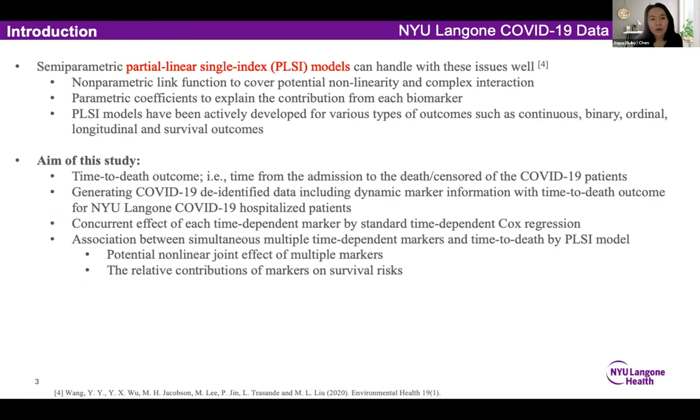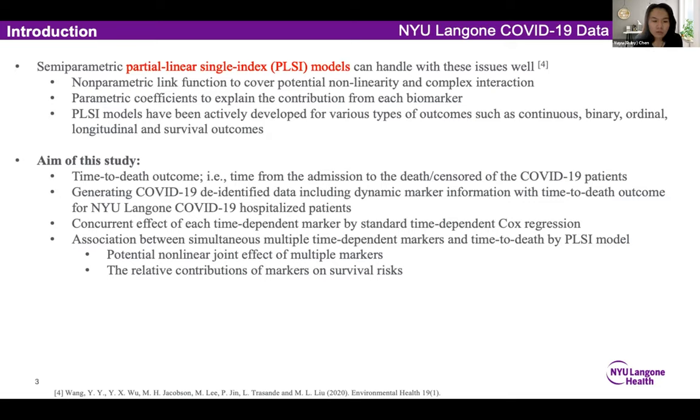That's why our group introduced this semi-parametric partial linear single index model, which can handle these issues. In this model, there's a non-parametric link function to cover the potential nonlinearity and complex interaction. Also, the parametric coefficients will be used to explain the contribution of each biomarker. From here on, I'm going to abbreviate it as the PLSI model. The PLSI model has been actively developed for various types of outcomes, such as continuous, binary, ordinal, and longitudinal, and here we're looking at the survival outcome.